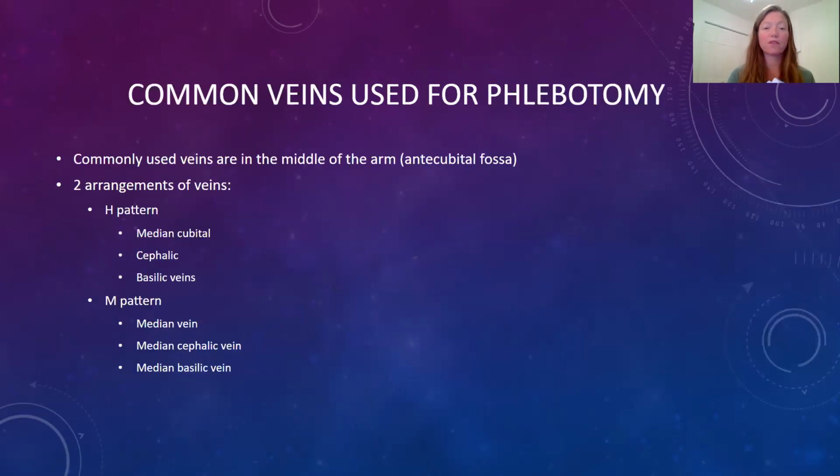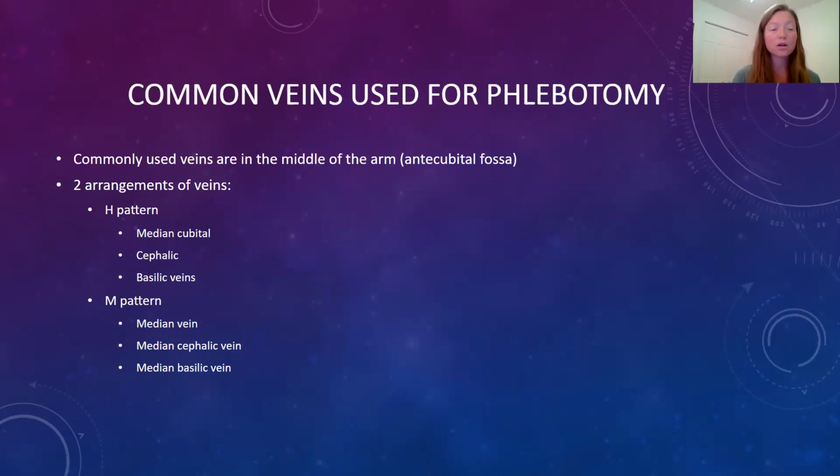Now let's talk a little bit about veins commonly used for phlebotomy. Phlebotomists need to be familiar with the veins that are commonly used. The most commonly used site for venipuncture is the veins of the middle arm and front of the elbow. This is called the antecubital fossa. Veins vary among patients, but there are two common arrangements that you will see, and they're simply referred to as the H pattern and the M pattern.